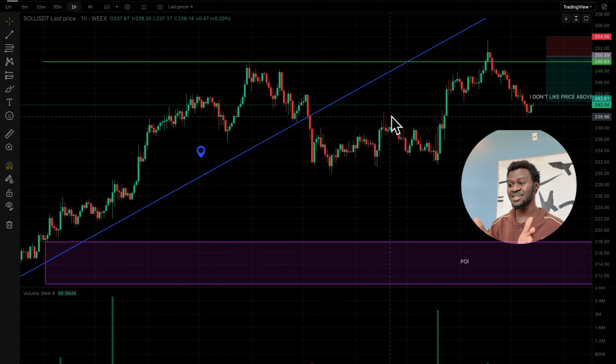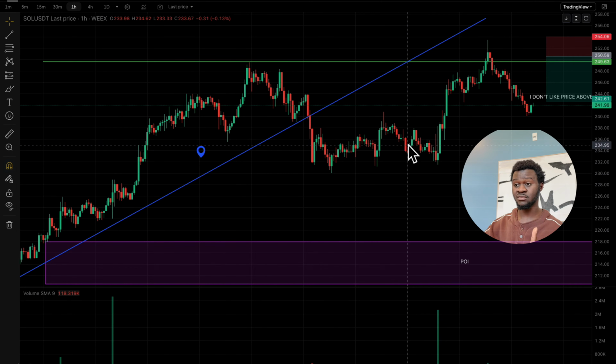I'm showing you guys a screenshot because we actually entered at the right position at the right time. So we have another short trade right here at 238. This was not actually quite profitable a lot.